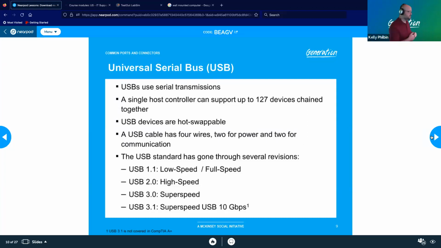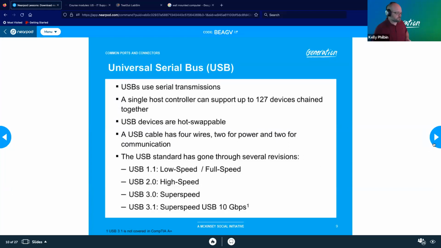All right. Old USB typically has 4 wires, 2 for communication, 2 for power. And there's been a few versions that have come out even beyond this. So we have the old school 1.1 USB. They called it full speed. And then they went to 2.0, which was high speed, and then 3.0, super speed, which gives us 10 gigabits per second.